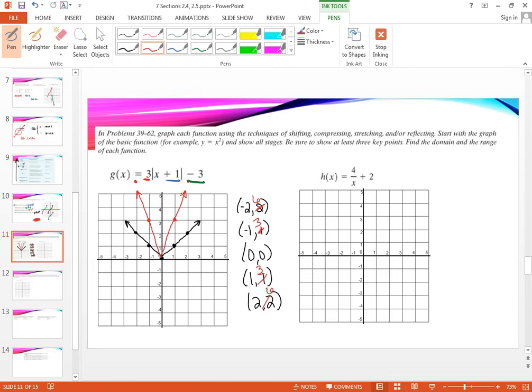Then I'm supposed to take the red graph, and the plus 1 says I need to move it to the left 1. So take the red graph, take every single point on the red graph, and go to the left 1.